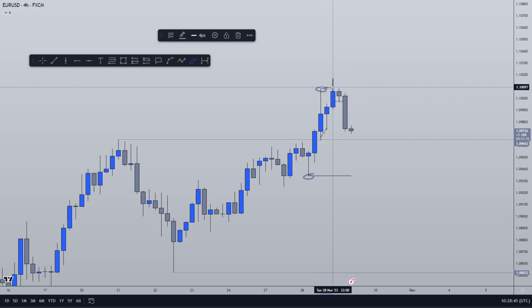Now, we don't use wick breaks as structure breaks on the 4 hour. We only look at it as a sweep. So we can look at that as a sweep entry.